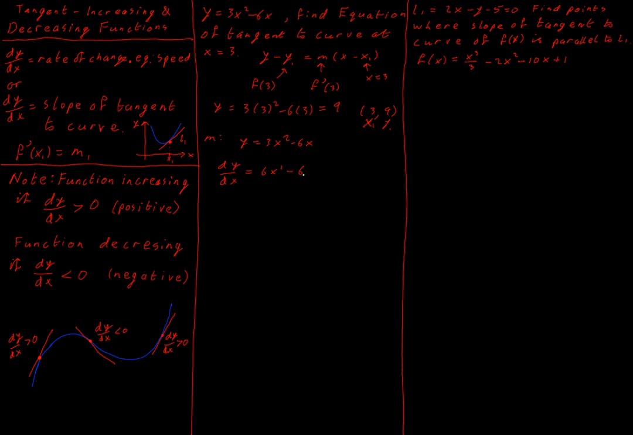And I want to know what dy dx is when x is 3. So I want to know dy dx at x is equal to 3. I just sub in 3, and this is going to give me the slope of my curve, the slope of this curve when x is 3. And 18 minus 6 is 12. So I have all of the information I need now.